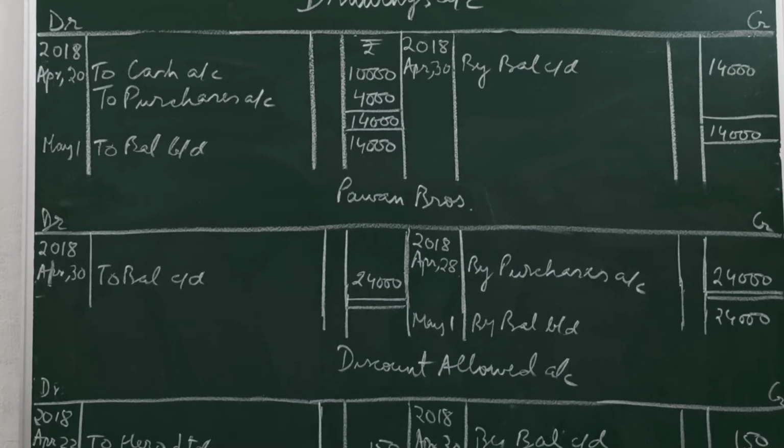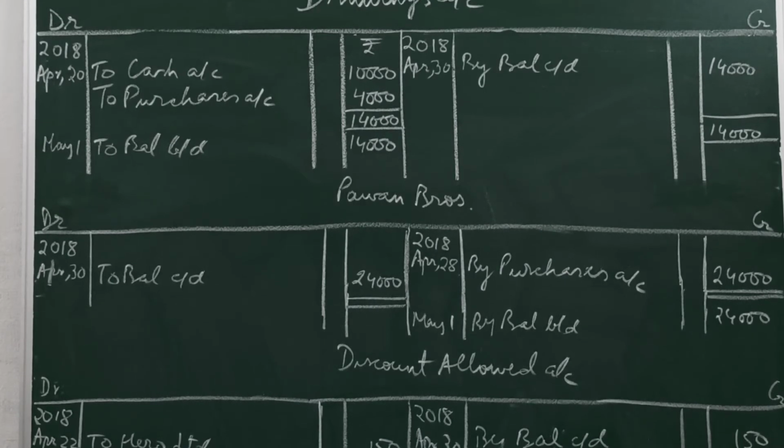Then we have another personal account, Pawan Brothers. On 28th goods were purchased from Pawan Brothers, it is a credit transaction, so credit the giver, applying the personal rule, credit the giver. In the debit you have purchase account, so we will post on the credit side 28th by purchase account 24,000, and balance it since credit is more. 30th April to balance carried forward 24,000, since we have the same figure on both the sides, a single amount, you can use a double line to close. May 1st by balance brought down 24,000.